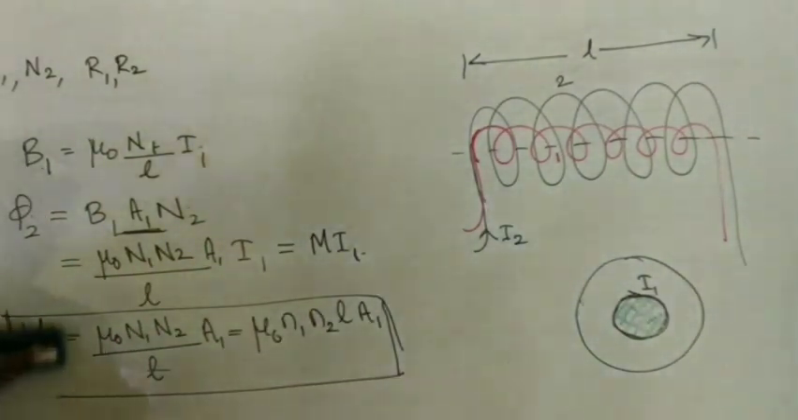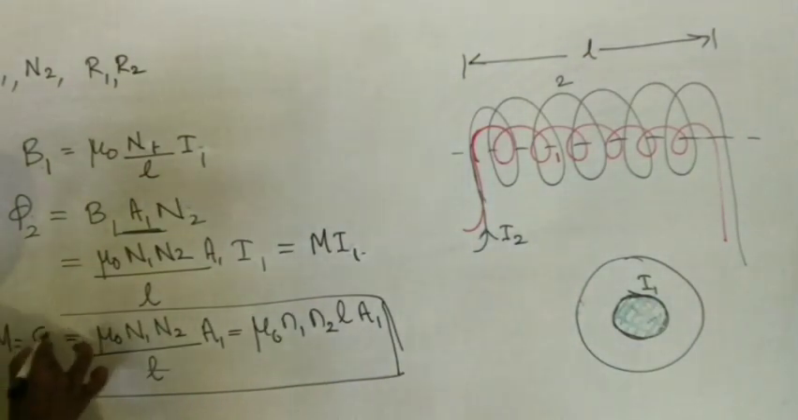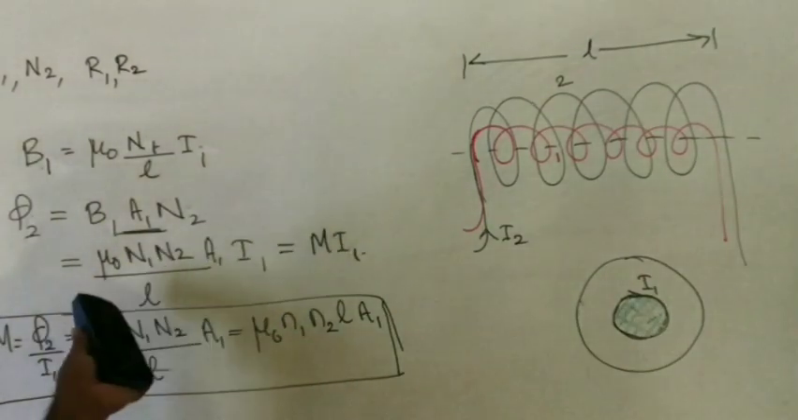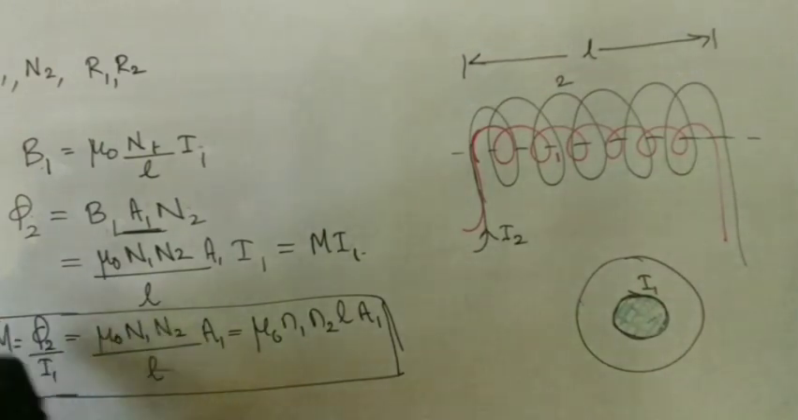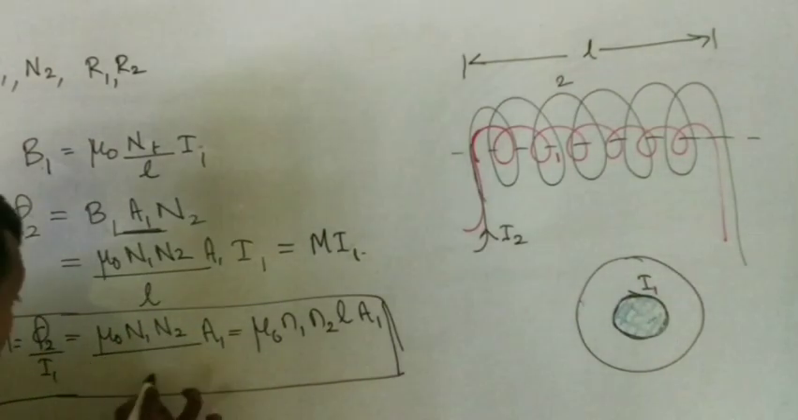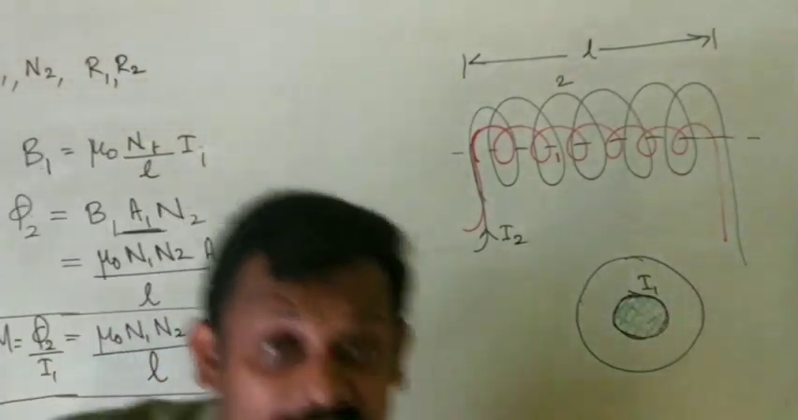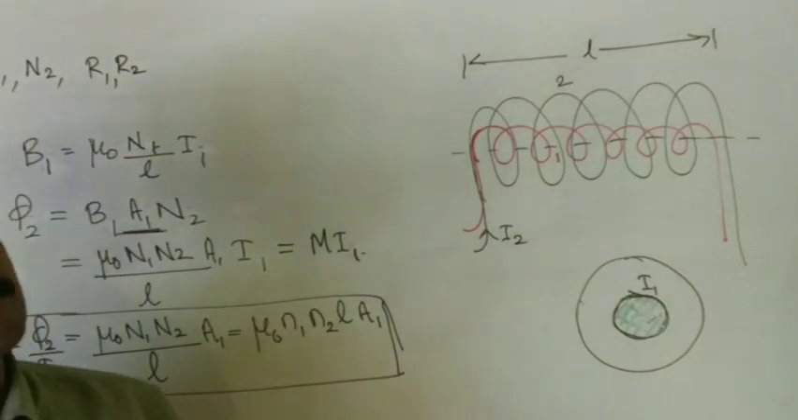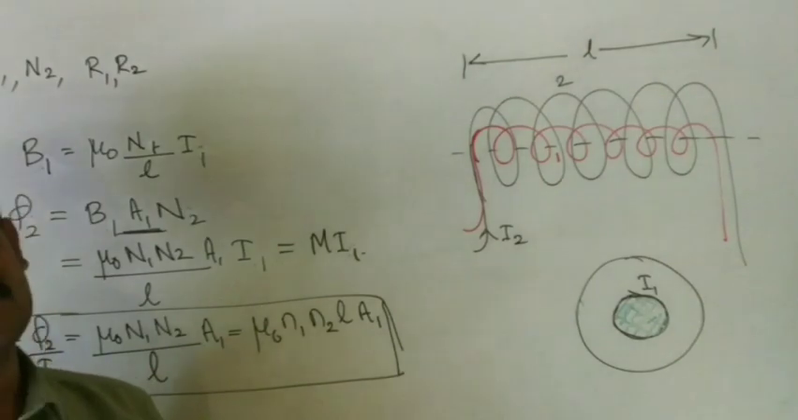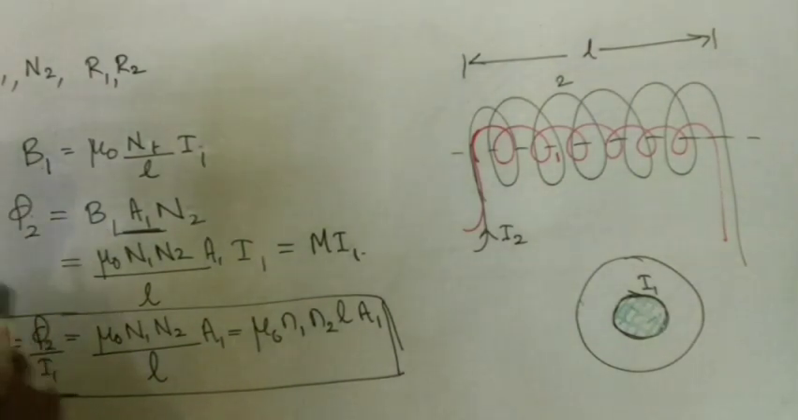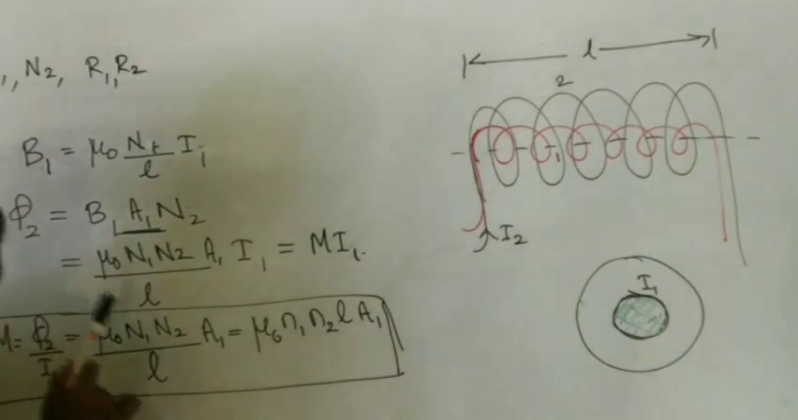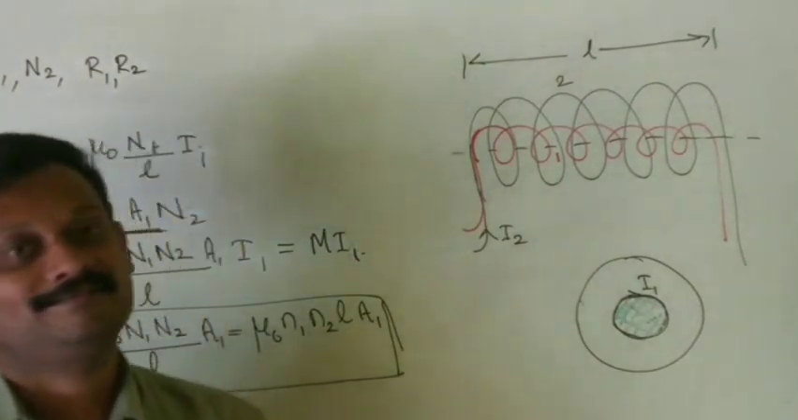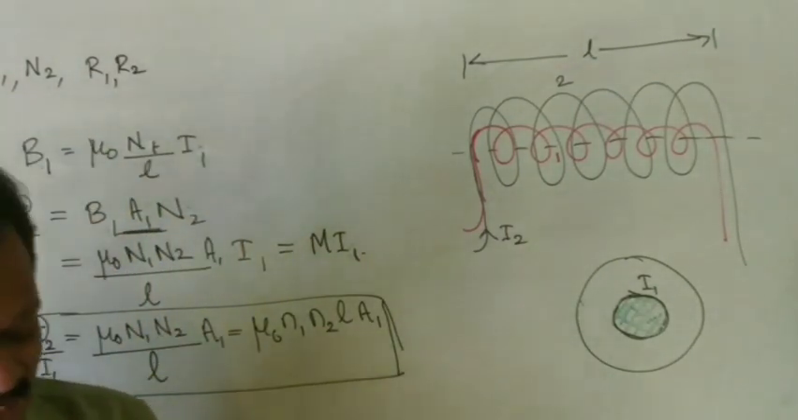So in this case, the mutual inductance M is equal to phi 2 by I1, right? Will there be any change in the answer? I think I'm getting the same answer. So this is an important question from the board exam point of view: prove that the mutual inductance of a pair of coaxial coils is a constant. What I'm getting is M equal to phi 2 by I1, which is equal to mu 0 N1 N2 divided by L into A1. The answer remains invariant, it is not going to change, so the answer is a constant.